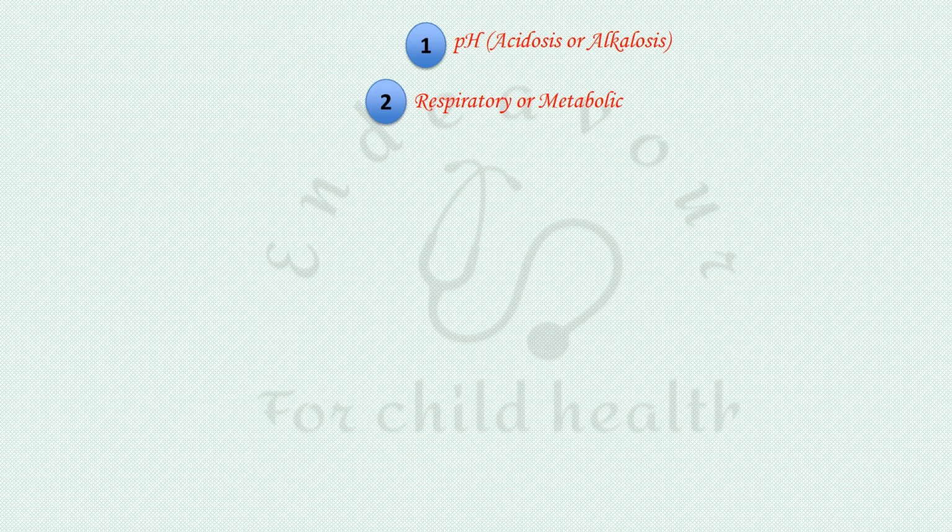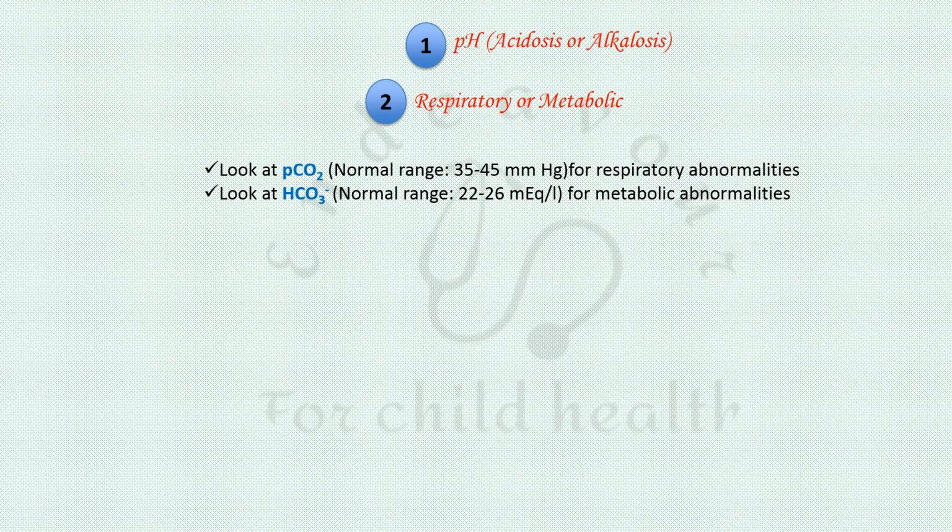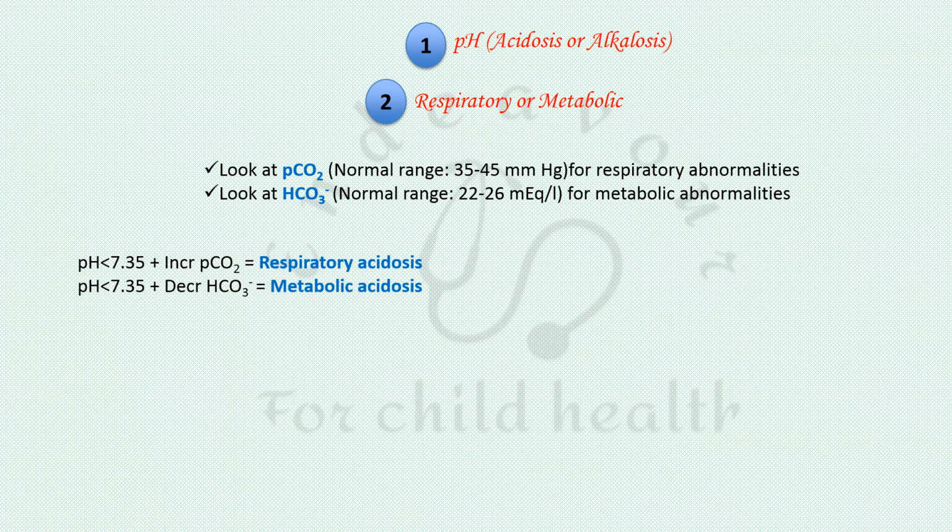So once you are sure whether it is acidosis or alkalosis, now you want to see whether it is respiratory or whether it is metabolic. So you look at PCO2 for respiratory abnormalities. The normal range is 35 to 45 millimeters mercury, while you look at bicarbonate for metabolic abnormalities, the normal range of which is 22 to 26 milliequivalents per liter.